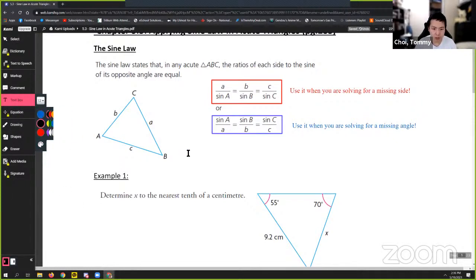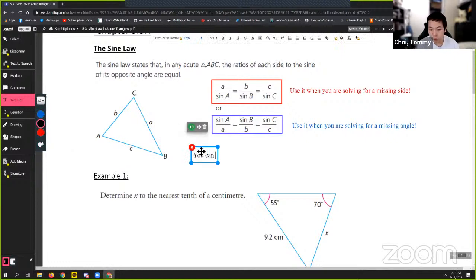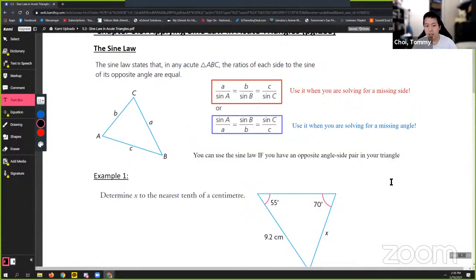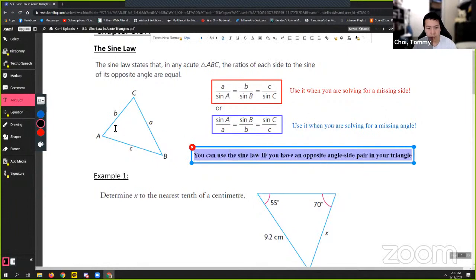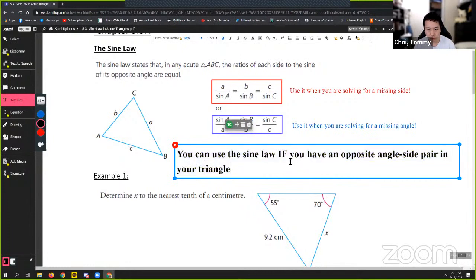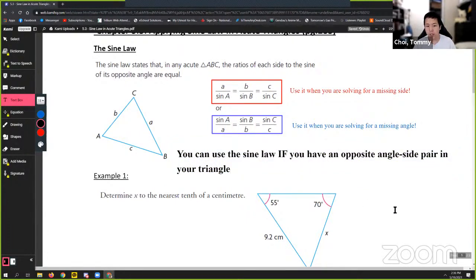Okay, and I'm going to write that down here. You can use the sine law if you have an opposite angle side pair in your triangle. That's really important. I'm going to bold that and make that bigger. Okay. So this is your one restriction. That's it. Otherwise, you can't use the sine law. The sine law requires an opposite angle side pair.